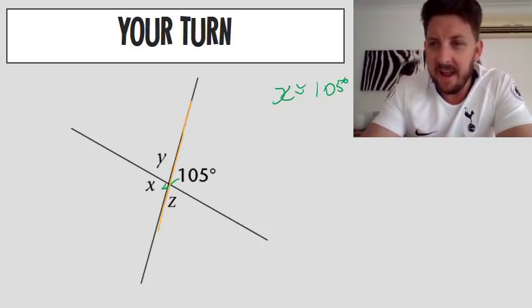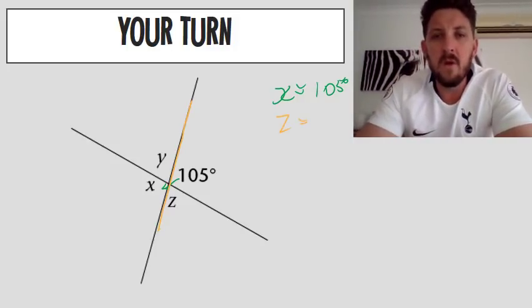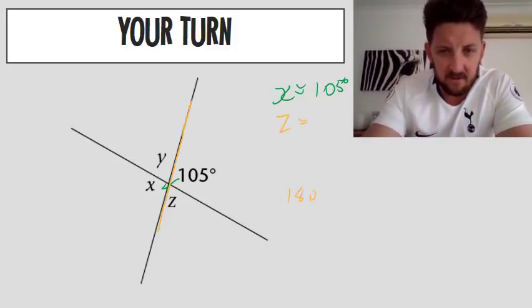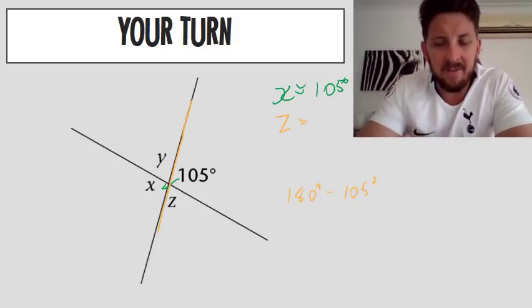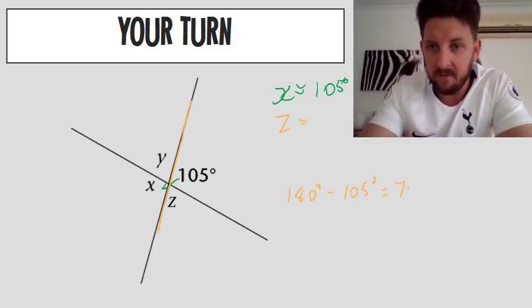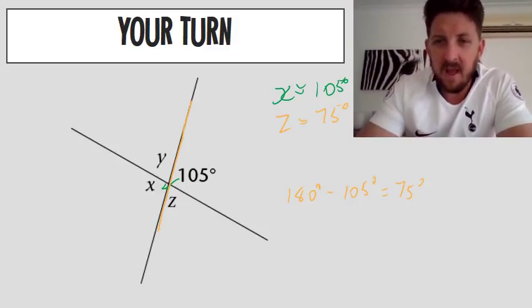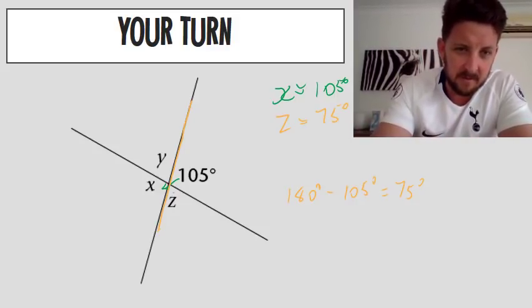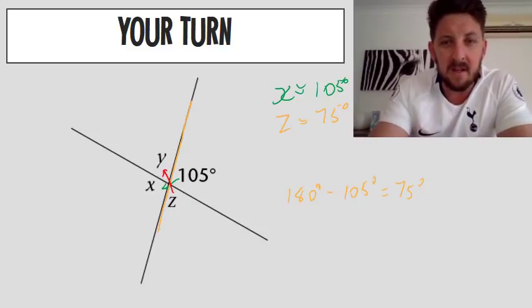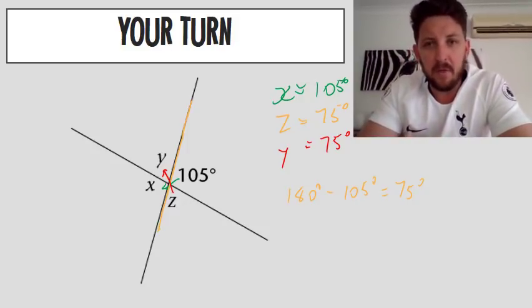Now I know that Z, using my supplementary rule, would be 180 degrees. Take away the 105 degrees that I've already got. Now 180 degrees is my straight line. Take away the 105 of the angle I've already got, and I'm left with 75 degrees. So my Z is 75 degrees. And my last one then, I'm going to look at my Y. I know it is vertically opposite, so it must be 75 degrees again. So I've used both of those two rules.